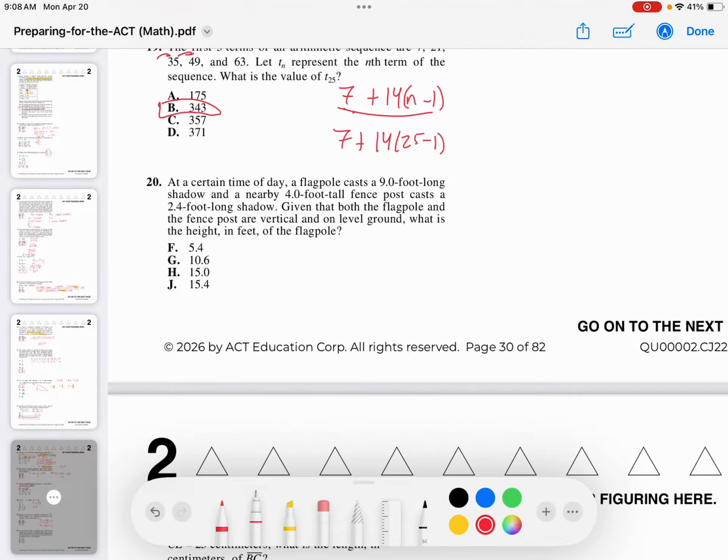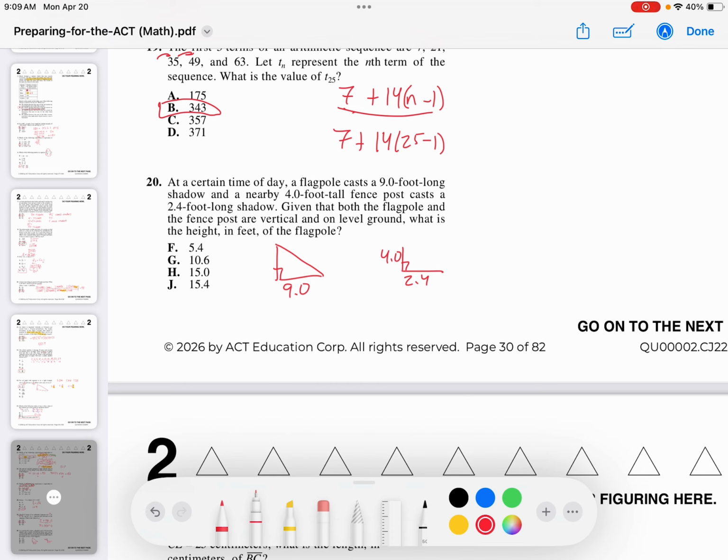All right, number 20. Let's say the flagpole casts a 9-foot-long shadow and a nearby 4-foot-tall fence casts a 2.4-foot shadow. Let's see, these should be similar triangles because they're both going to have right angles, and they both will have similar angles, I believe, because it's the same time of day.